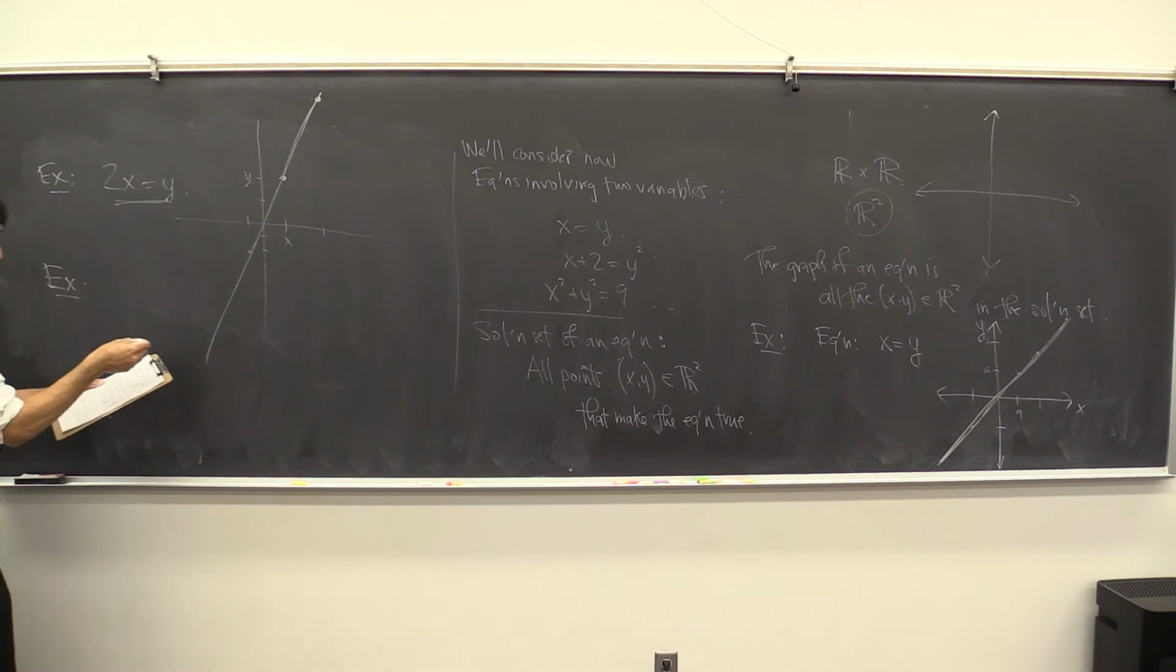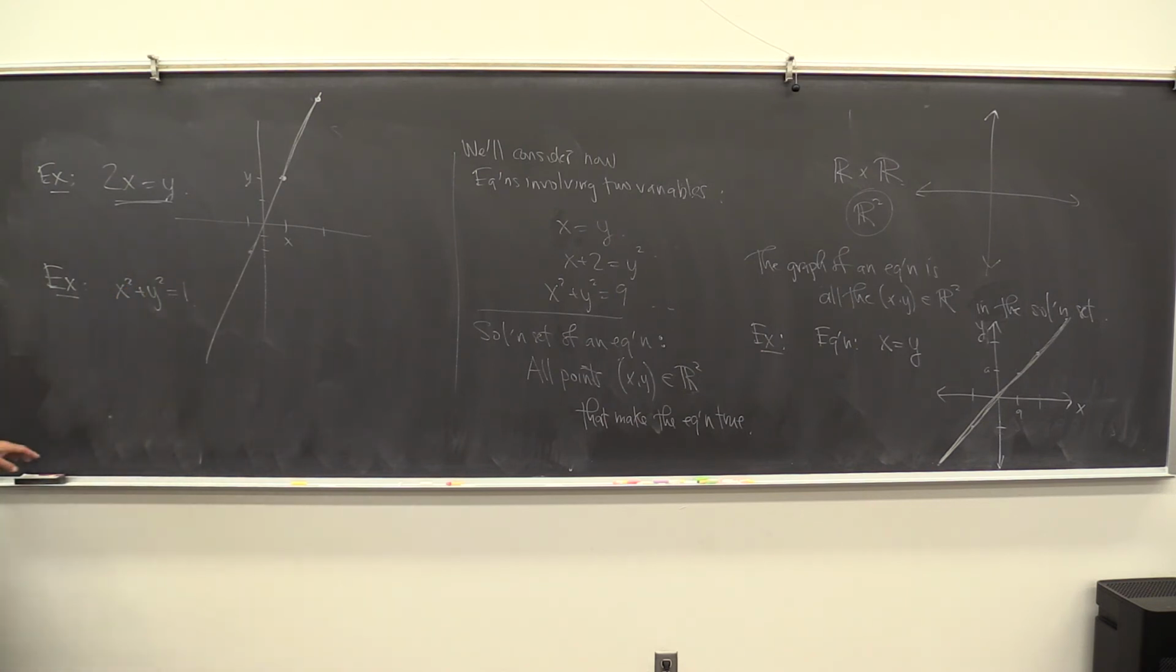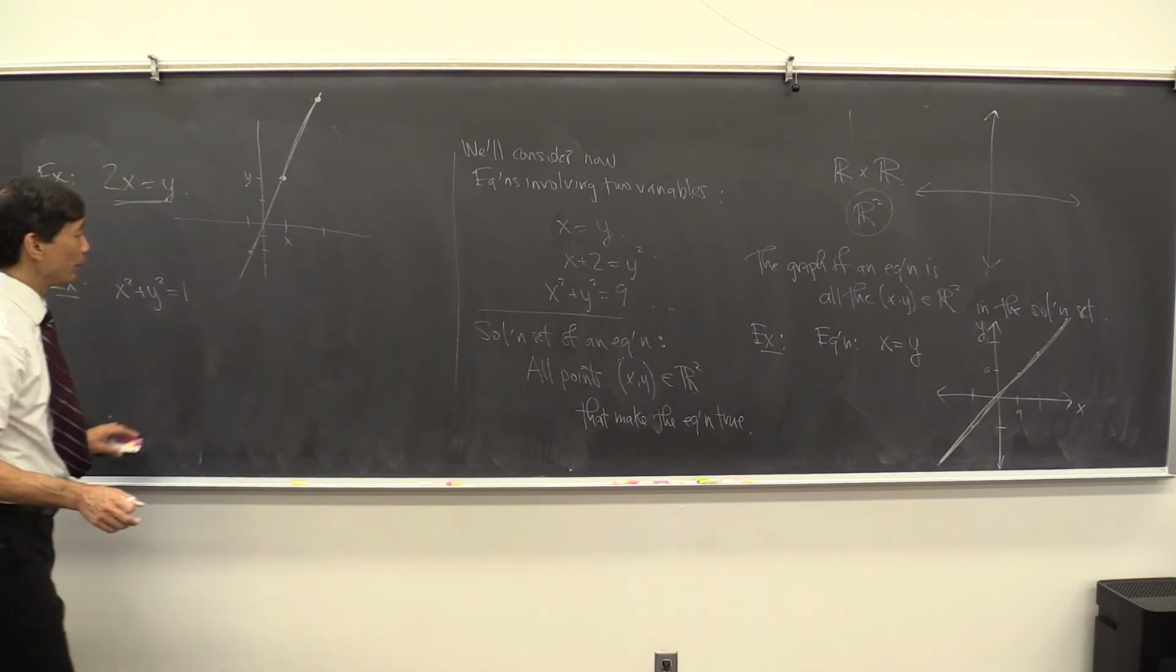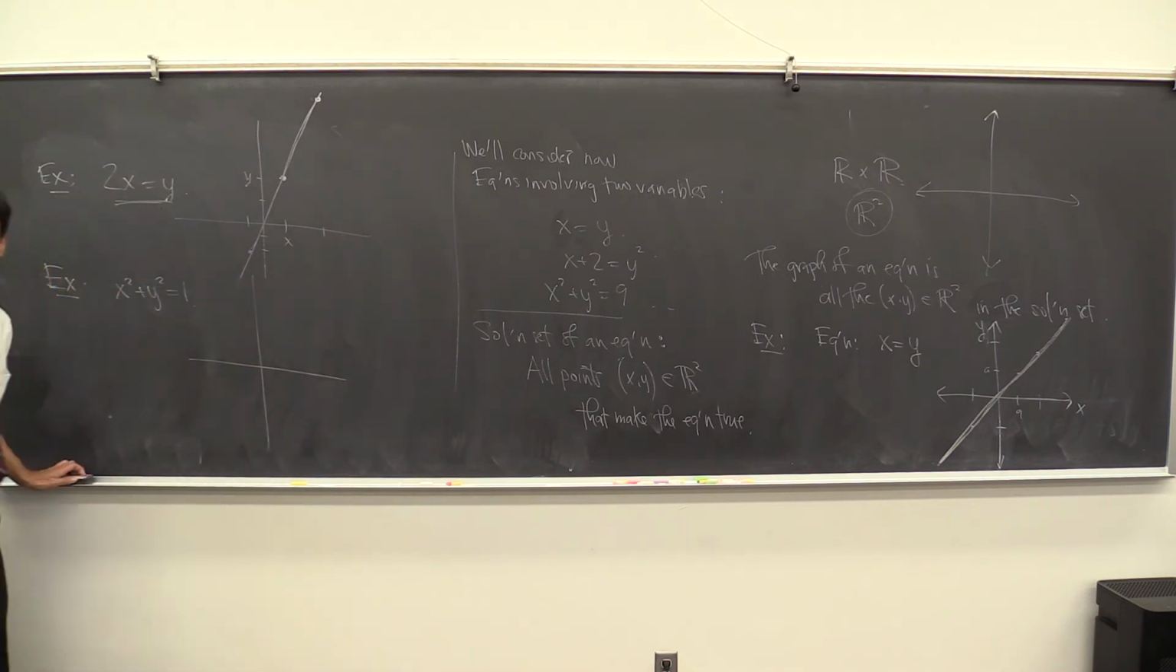A slightly more complicated example: if we have something like x squared plus y squared equals 1, what is the graph of that equation? Can anyone name a point that satisfies that equation? What point satisfies that equation? Jane? 1, 0. 1, 0 certainly satisfies that: 1 squared plus 0 squared equals 1. Any other points?